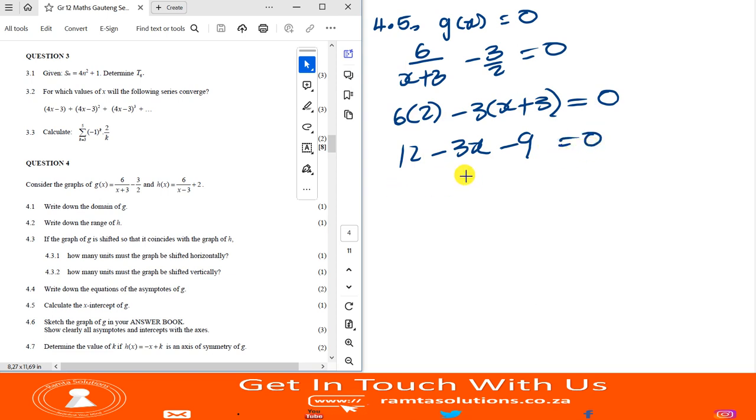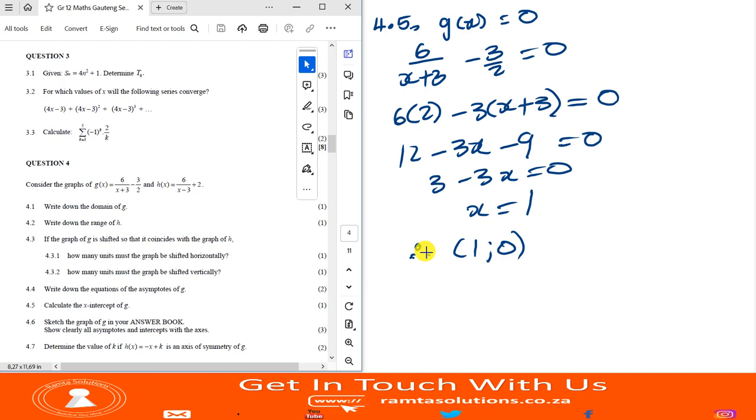Now what is this? This is 3 minus 3x equals 0. So therefore x equals 1. We can leave it here, but this means our x-intercept is at 1 and 0. Okay, it's at 1 and 0.